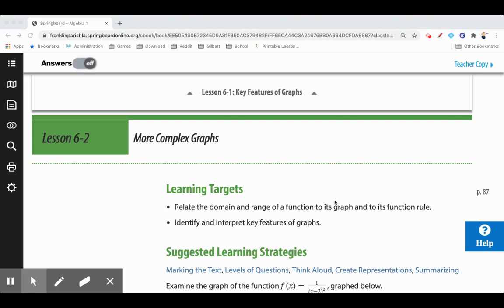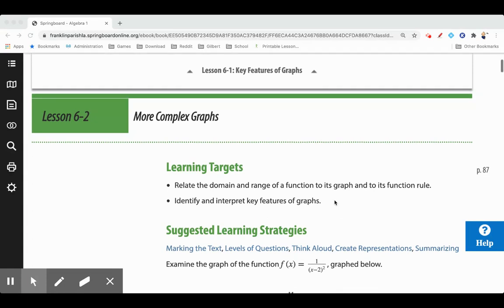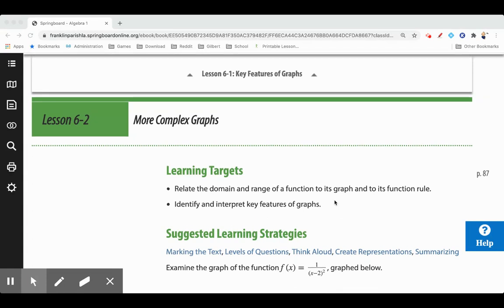Today we're looking at more complex graphs and the key features that we can identify from those. We're still using all of the terms we used in our last lesson and previous lessons before that: domain, range, y-intercepts, relative and absolute minimums and maximums. These are mainly the key features that we're going to be looking at. It's just that the graphs we look at today are going to be a little bit more complex, so they won't have endpoints and things like that. We'll see as we continue.